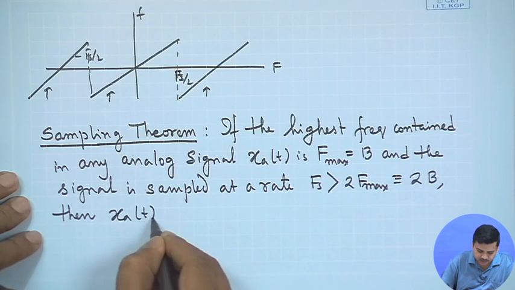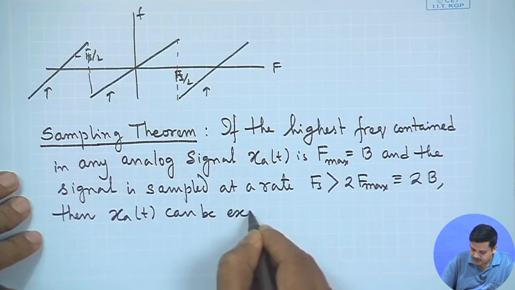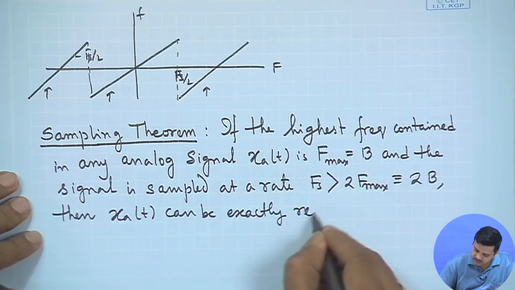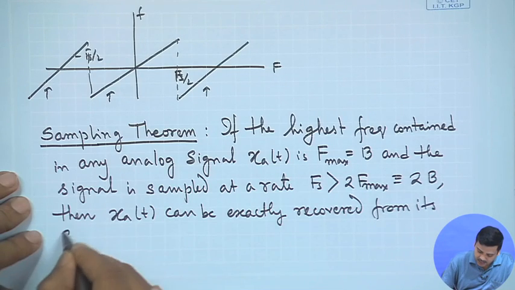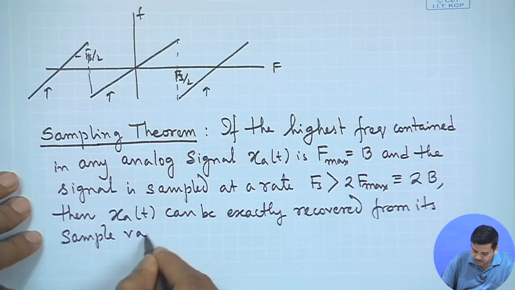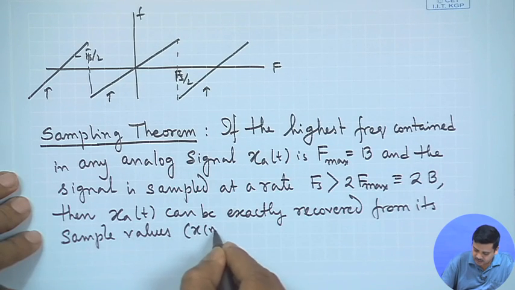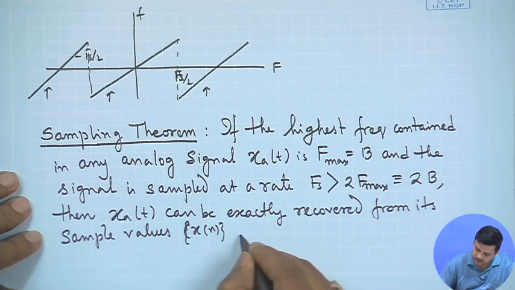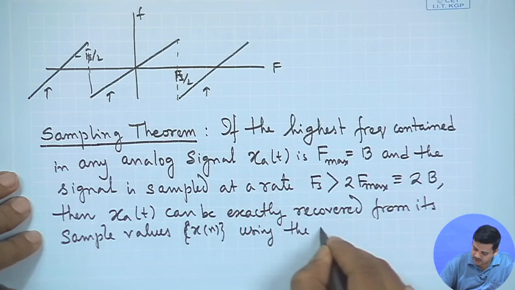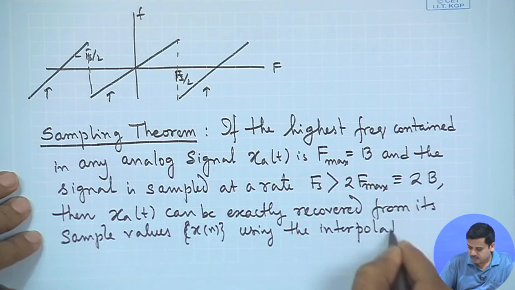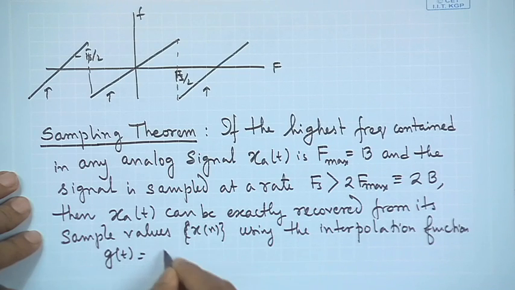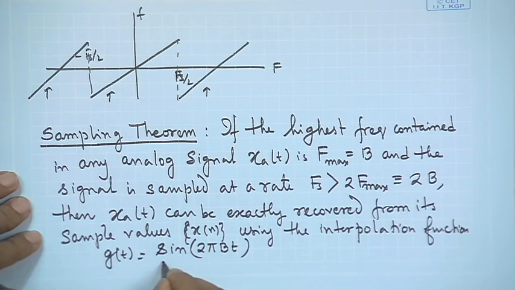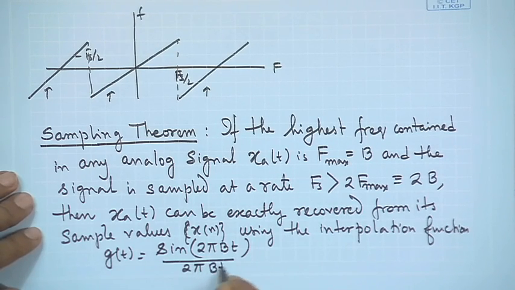x a of t can be exactly recovered from its sample values, that is x n, using the interpolation function g of t is equal to sine of 2 pi b t upon 2 pi b t.